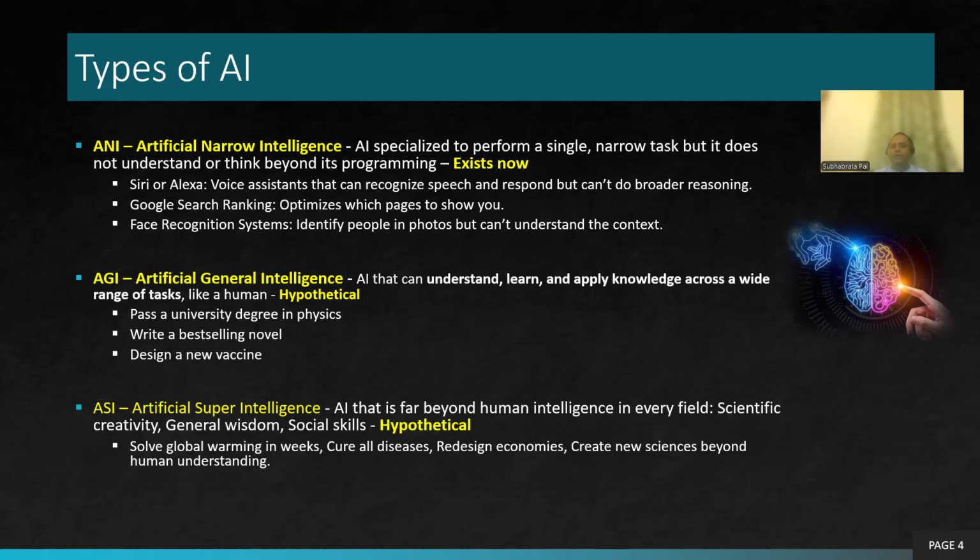Then the next one is artificial general intelligence, AI that can understand, learn, and apply knowledge across a wide range of tasks like a human. Still, it is not there in the market. It is still in the analysis and research phase. It is a hypothetical situation. Let's say passing a university degree in physics or writing a best-selling novel.